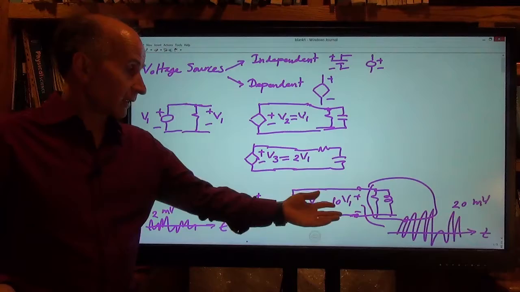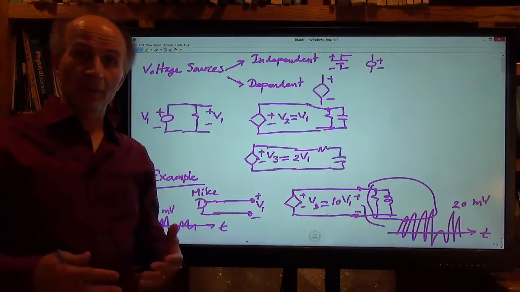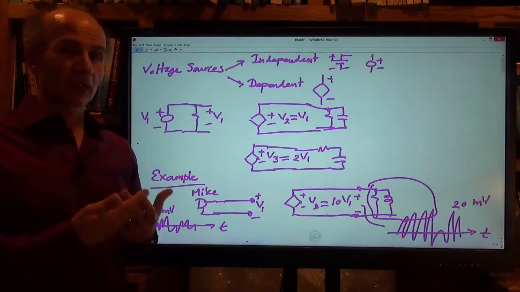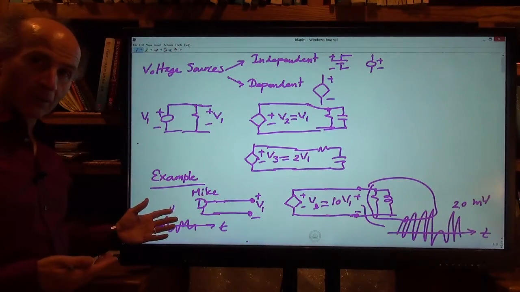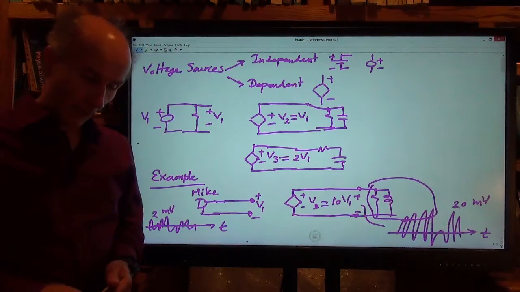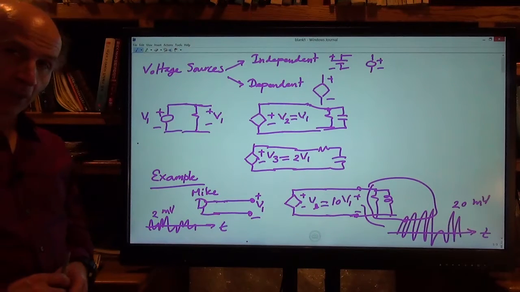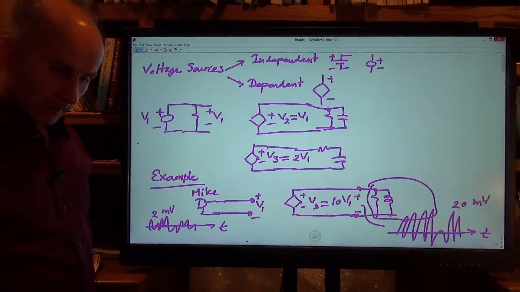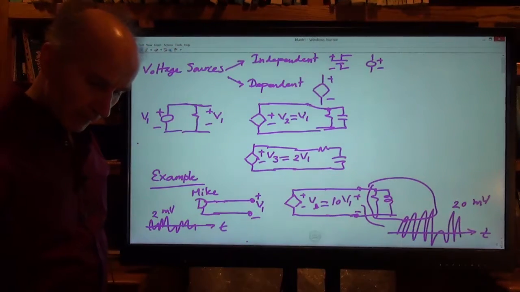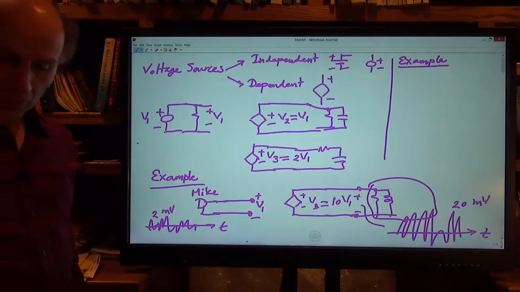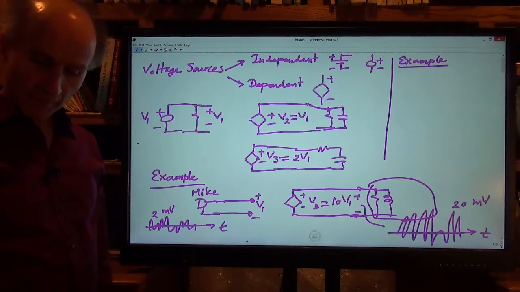And if a dependent source has a factor of 10, it means that we have an amplification factor, or what we call gain, of 10. So we give it a signal, it gives us 10 times larger that signal at the output. Okay, so that's the idea behind dependent voltage sources. All right, let's look at an example here.